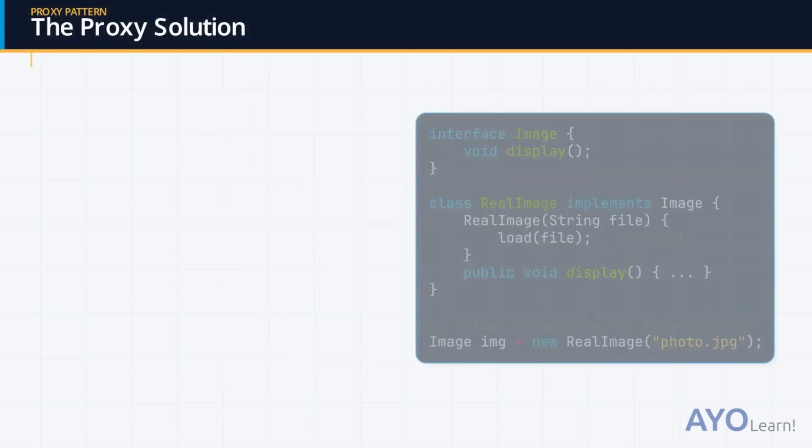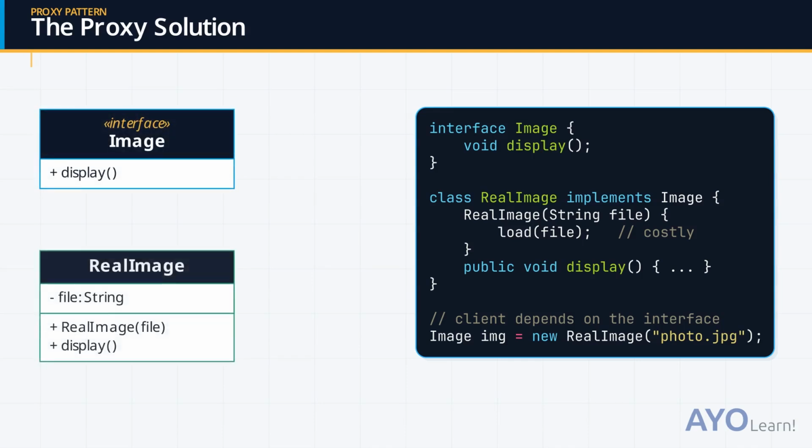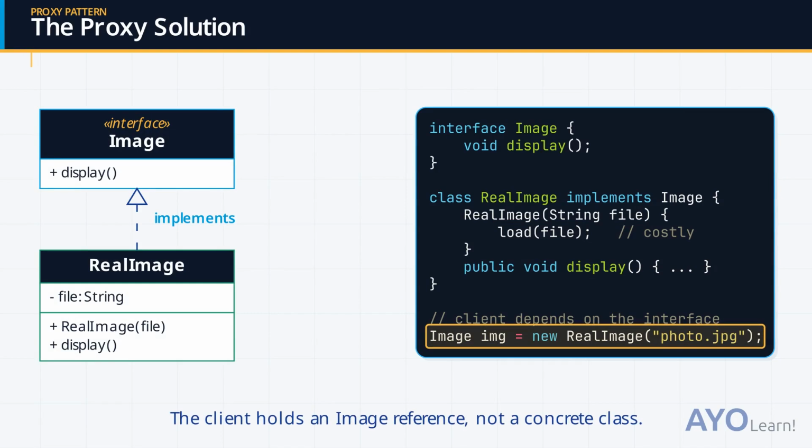We define an image interface with a display method. Real image implements it, loading the file in its constructor. The client holds an image reference, not a concrete class, depending only on the interface.